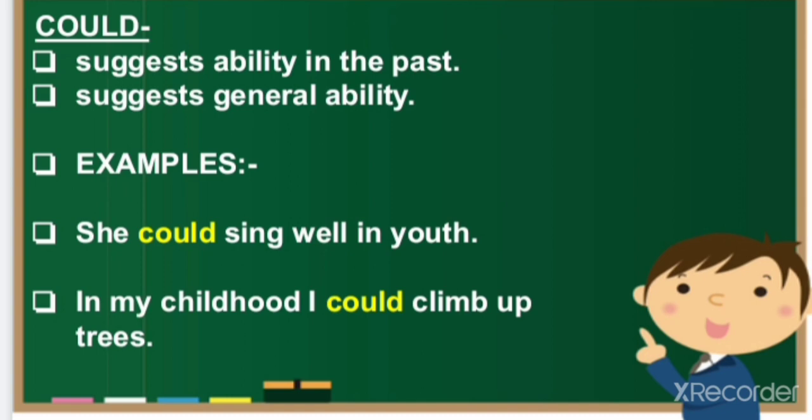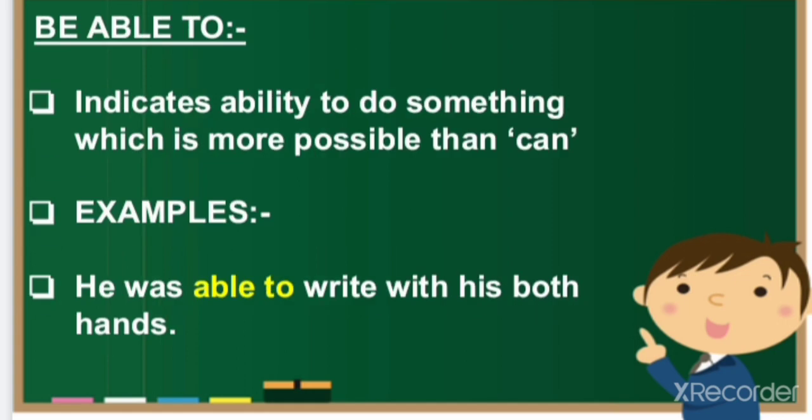Could. It suggests ability in the past. It also suggests general ability. Example: She could sing well in youth. In my childhood, I could climb up trees. Next, be able to. It indicates ability to do something, which is more possible than can. Example: He was able to write with his both hands.